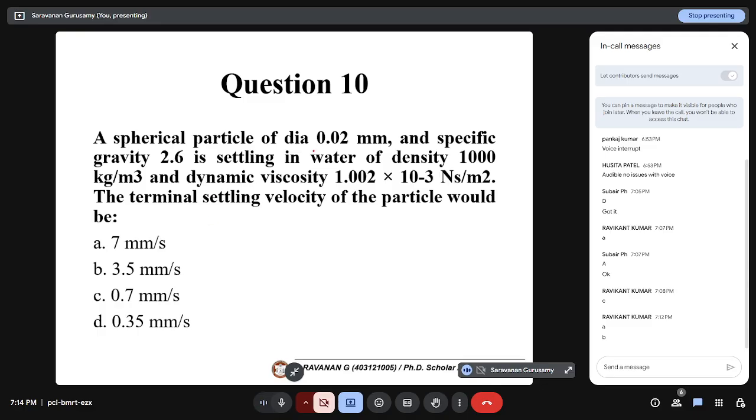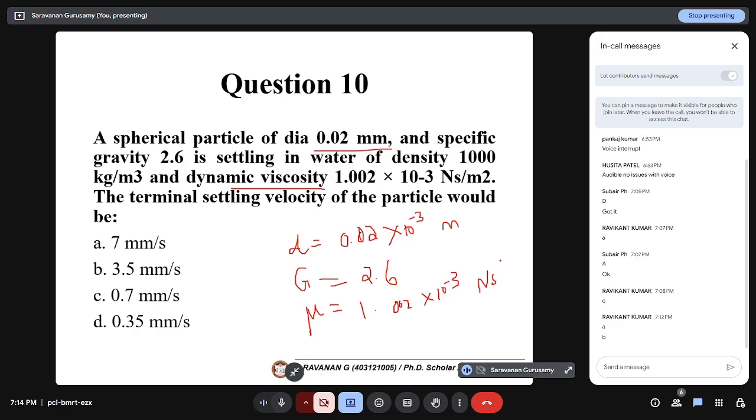A spherical particle of given diameter is 0.02. Always convert everything into meters: 10 power minus 3 meter. That is the given data. Specific gravity is given 2.6. Dynamic viscosity, that is mu, is 1.002 into 10 power minus 3 Newton second per meter square. The terminal settling velocity of the particle, Vs, is the question.